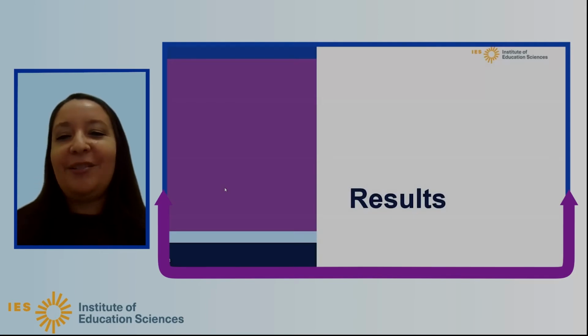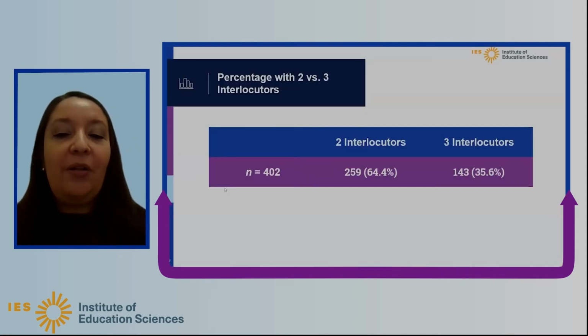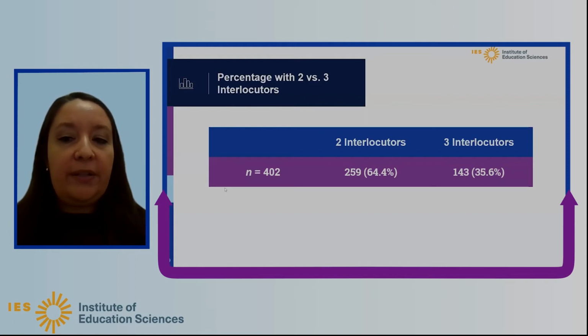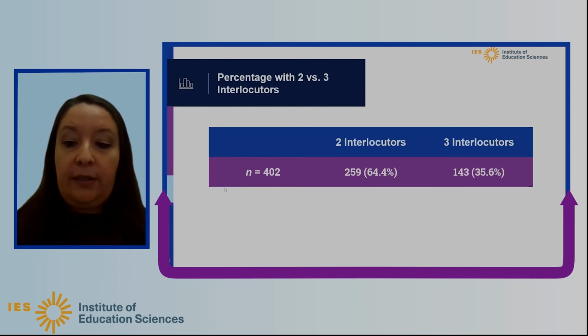Okay, so what did we find? We had information about the presence of a third adult for 402 students, and about 36% of these had a third adult present in the home.